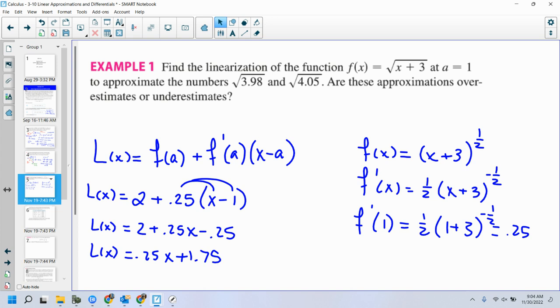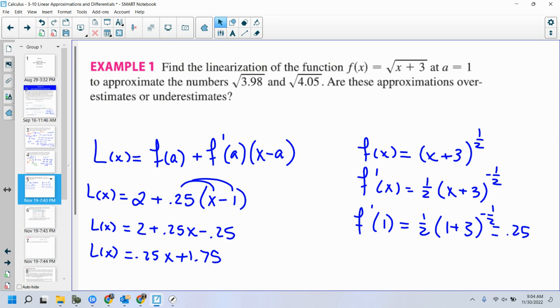And we're going to use it to approximate the numbers square root of 3.8, square root of 3.98, and the square root of 4.05. And are these approximations overestimates or underestimates? Overestimates or underestimates. Okay. I'm looking at this here.